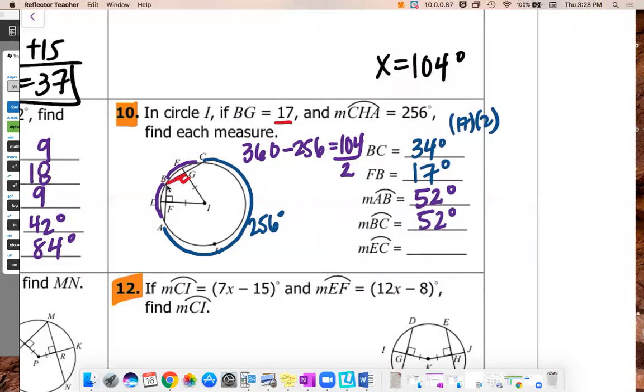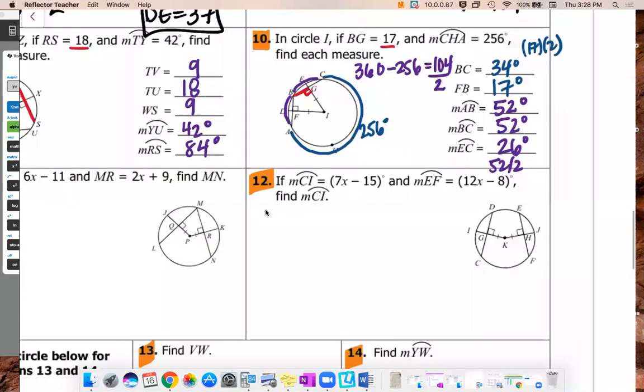And then EC is just going to be half of that, because you know that this is cutting that chord or that arc perfectly in half. So then you would just take 52 divided by 2 for this, you get this to be 26 degrees. Awesome.